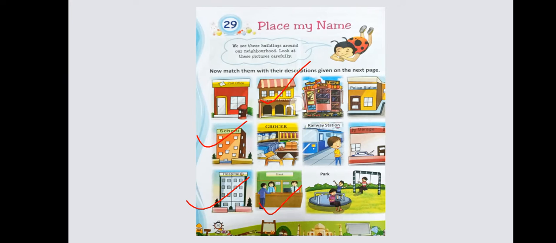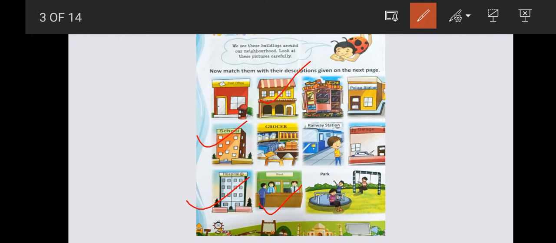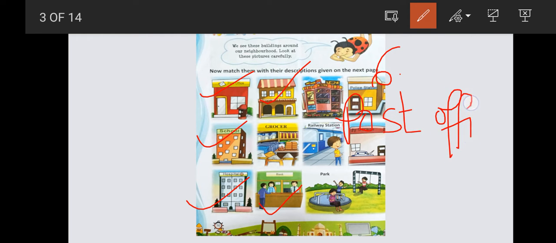Okay. Now number six, a place where letters are posted. So you know, children, we post our letters in post office. And also we buy stamps and envelopes from post office. So write post office. Number six, post office. P-O-S-T, post, O-F-F-I-C-E, post office.